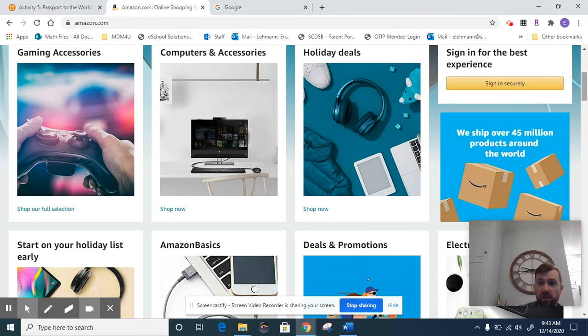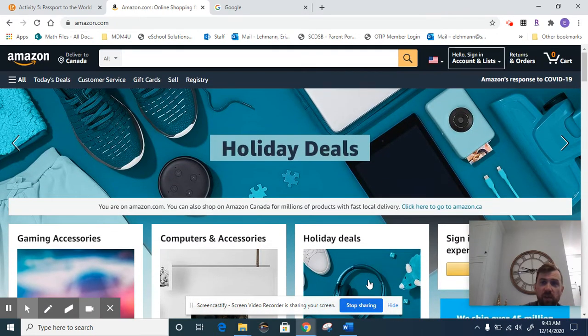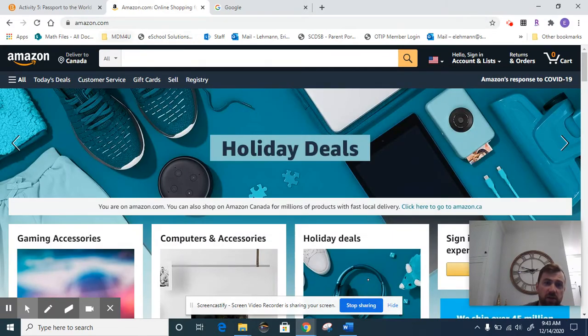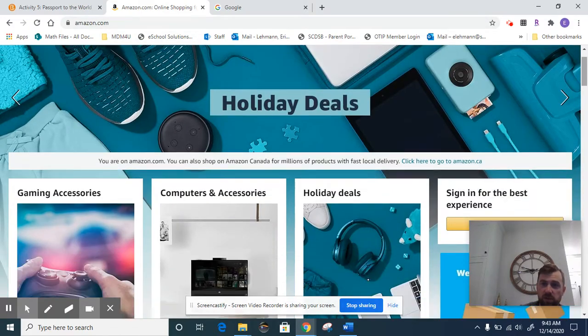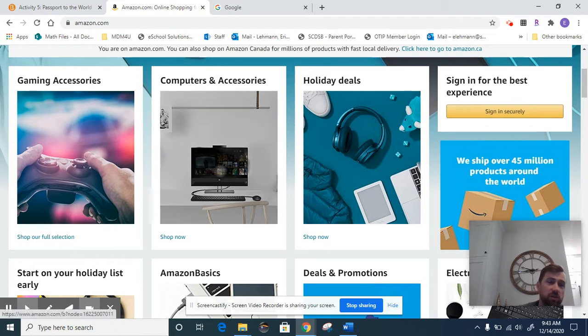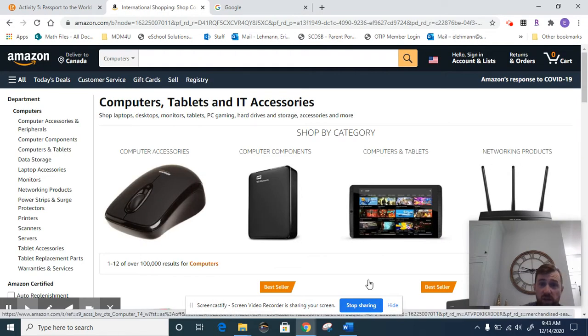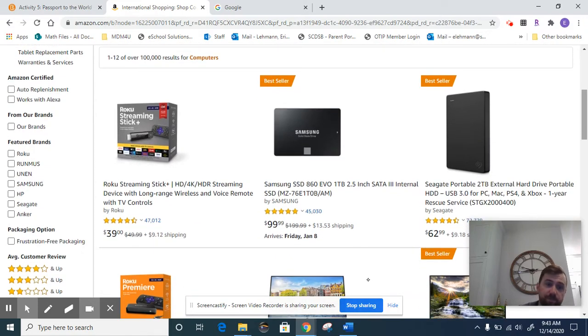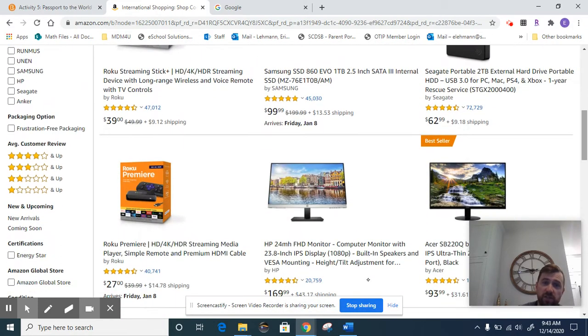If you go to Amazon.com, which I've got opened up here, you can see there's a little US flag here. That's kind of important. It says Amazon.com. So prices are going to be different on here. They're going to be in US dollars. If you look at something like computers and accessories, you've got to understand that this is US pricing. So you'll notice they've got some pricing here at $99.99. That's in US dollars. And then there's also a shipping charge here as well. So that's shipping it to Canada.